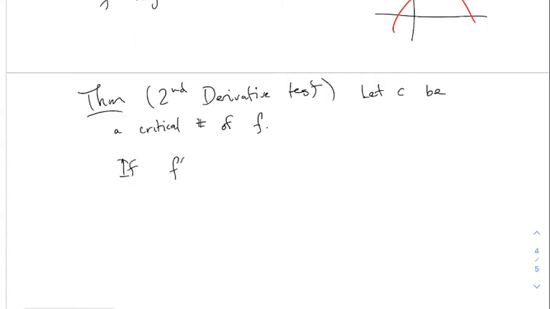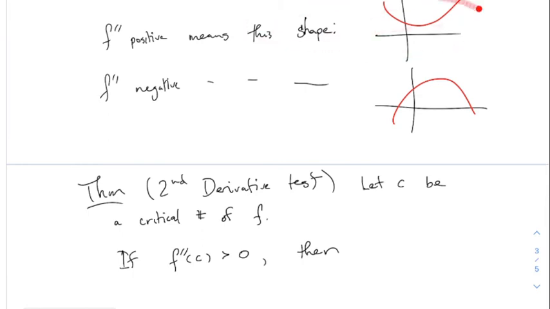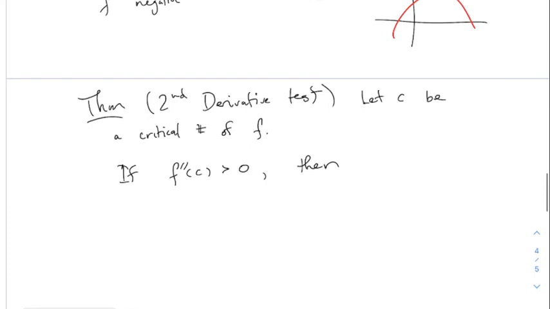If f double prime of C is positive, then what you do is you just take your critical number and plug it directly into the second derivative. And if that answer is positive, that means the picture must look like this, right? And that means your number must be the minimum because it's at the bottom of one of these smileys. So if the second derivative is positive, then C is a local minimum, right?